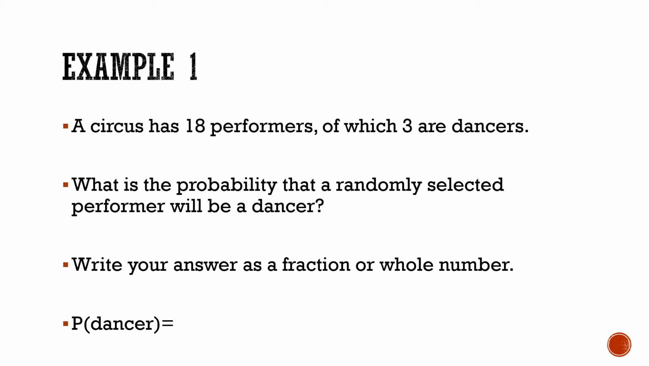So if there are 3 that are dancers out of 18 performers, you're just going to simplify that, and you can do that in your calculator. So 3 numerator, 18 denominator, and then hit your simplify button, which would simplify to 1/6. So the probability of a dancer being chosen at random would be 1/6.